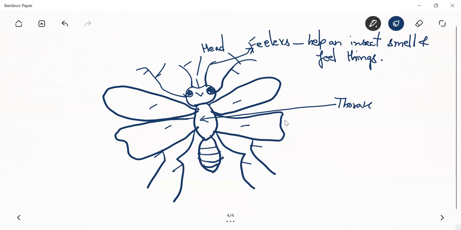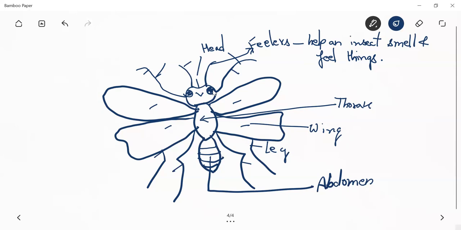Where is the abdomen? This is the abdomen of the insect. This is the leg. We found the thorax. This is the wing. And these are two eyes. So you understood the body parts of an insect? If anyone gives you a blank page to draw and label an insect, will you be able to do it? Good.